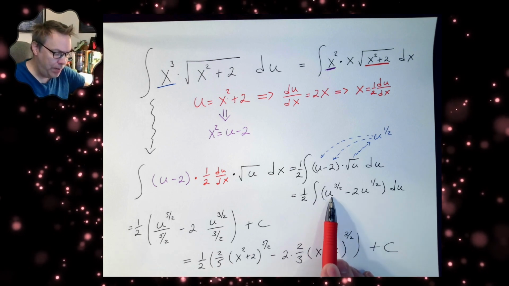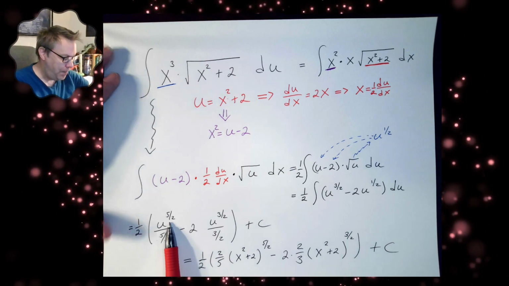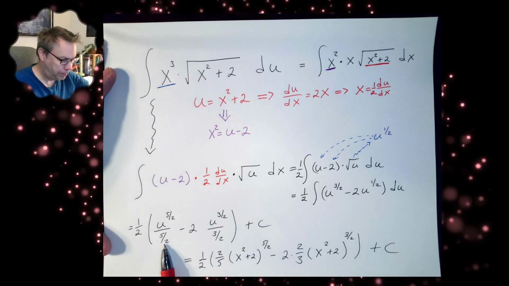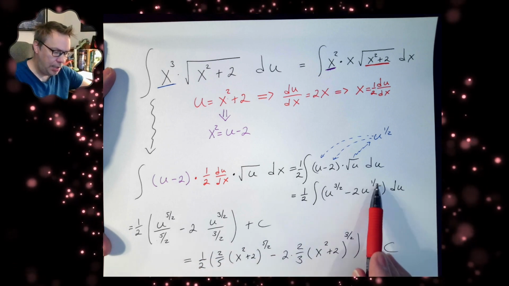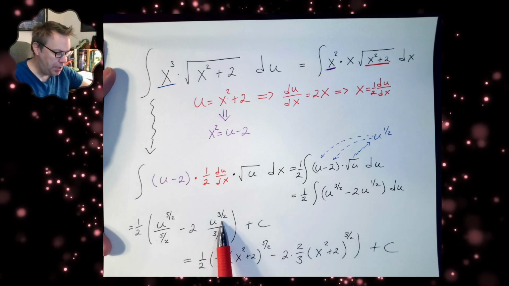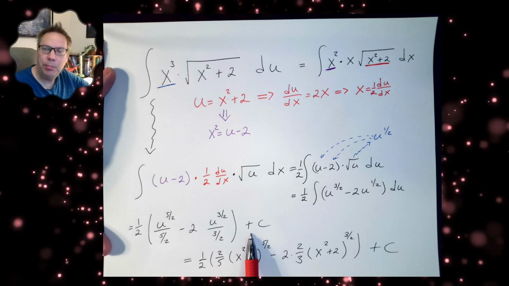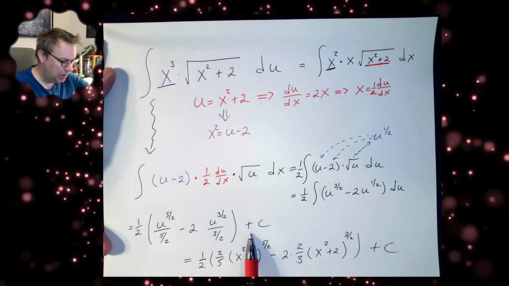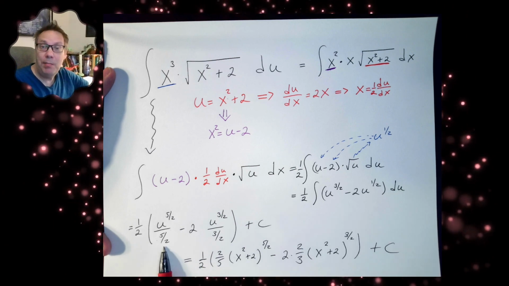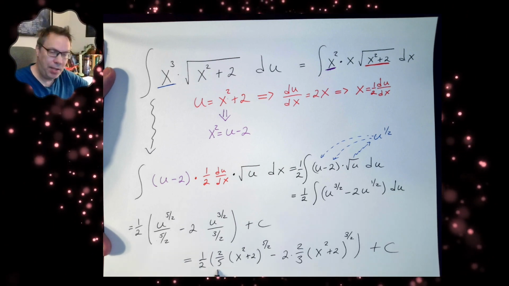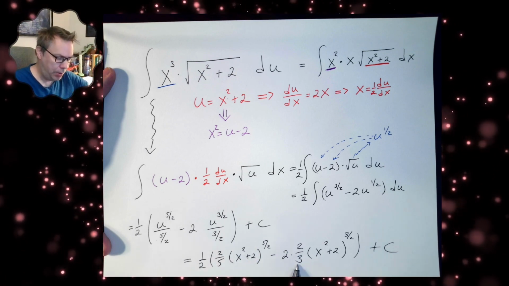Taking the antiderivative of u to the 3/2, we increase the power by 1 and divide by the new power. -2 comes along for the ride. The 1/2, we increase it by 1, divide by the new power, and don't forget the plus c in this problem. Now this next line is just taking this divide by 5/2 and multiplying it by the reciprocal. Dividing by 3/2 is multiplying by the reciprocal.